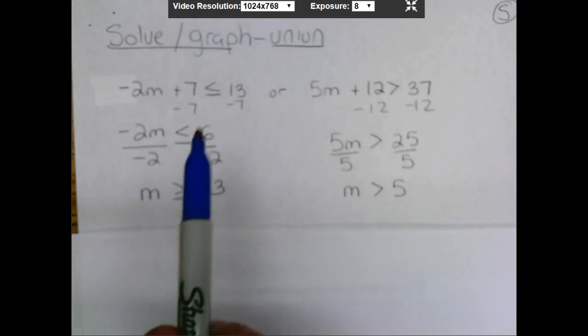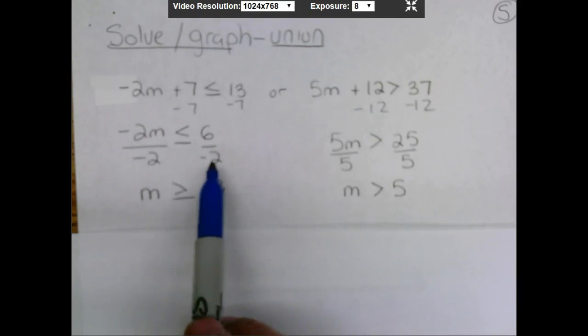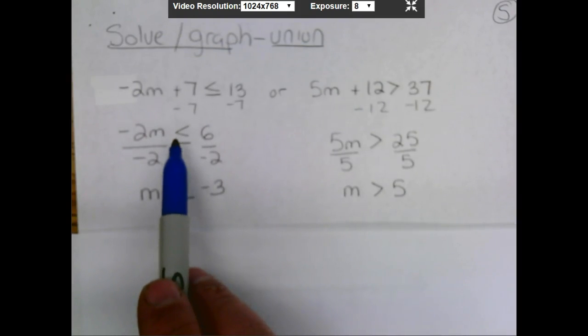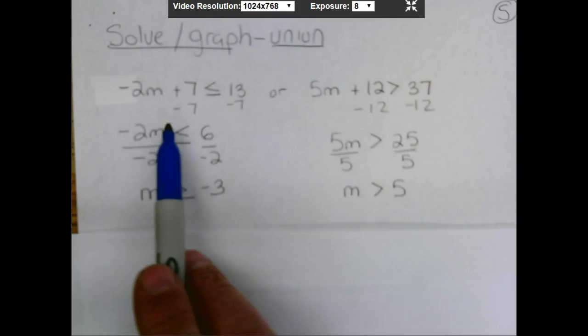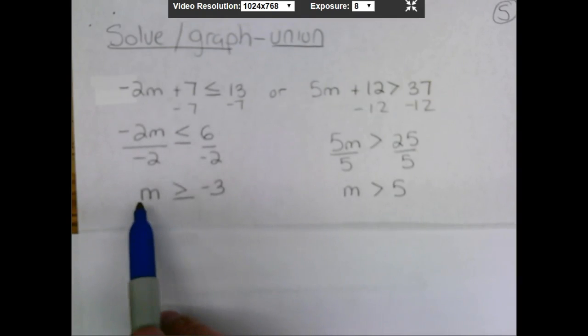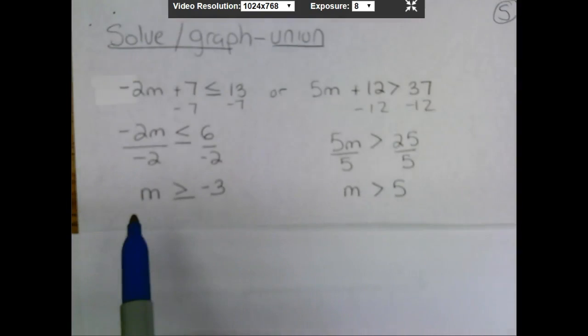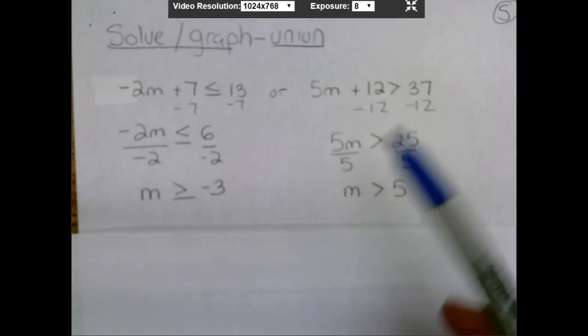Then I divide by negative 2. And you want to remember, since I'm dividing by negative 2, I have to change this sign. Anytime you divide or multiply by a negative number, you change the direction of the sign. So then it becomes m is greater than or equal to negative 3. That's our first graph. Then we go over to this one.